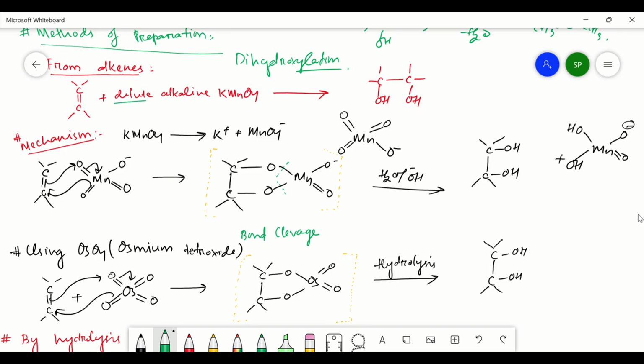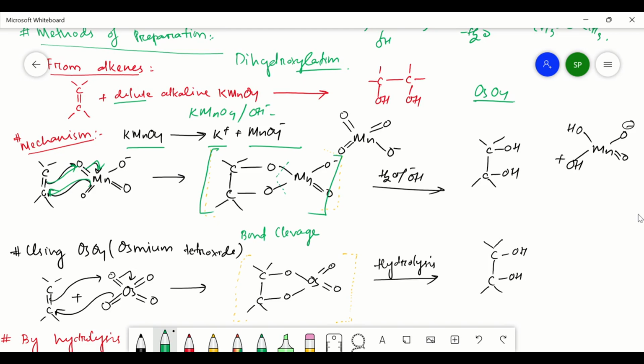The first one is alkaline KMnO4, or we can simply write KMnO4, OH minus. This is one dihydroxylating agent, and another one is osmium tetroxide, OsO4. That is also a dihydroxylating agent. If you see the mechanism, this KMnO4 breaks down to K plus and MnO4 minus, the permanganate ion. First of all, the double bond will attack the oxygen atom. This oxygen will transfer electrons to manganese, and there is formation of this type of intermediate.